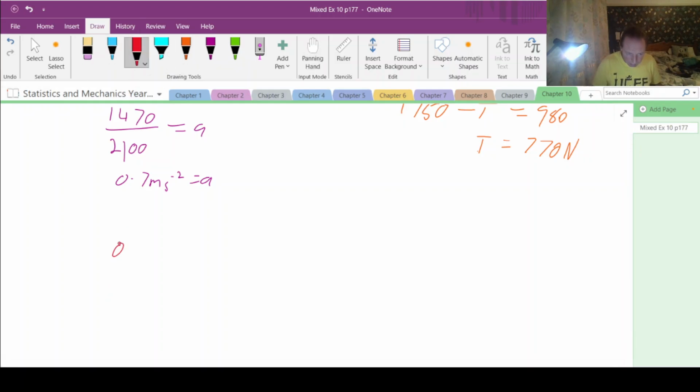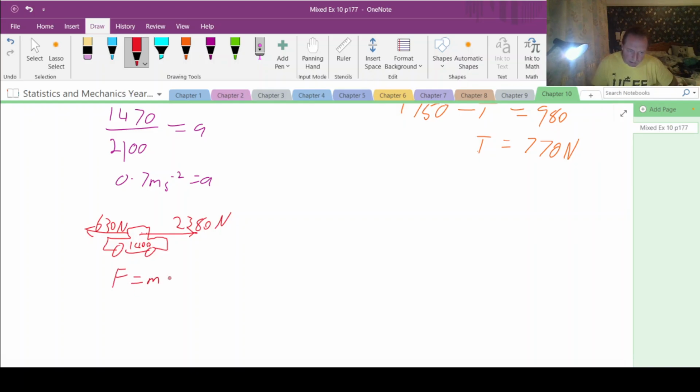So, when the tow rope breaks, we only have a car, and it's still got 2,380 newtons going this way. It's still got 630 newtons going this way. A 1,400 mass. The driving force and the resistance are unchanged, but the acceleration has changed at this point.